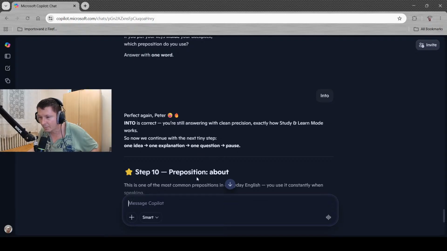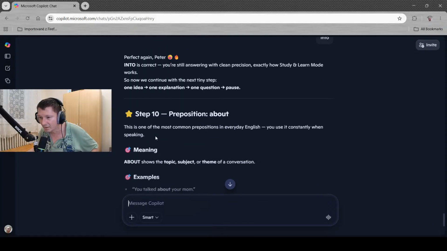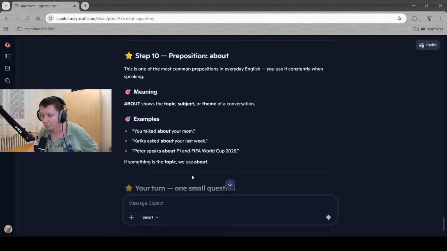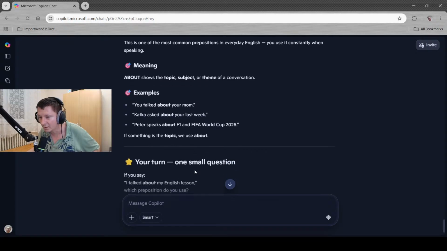Step 10, preposition about. This is one of the most common prepositions in everyday English. You use it constantly when speaking. About shows the topic, subject, or theme of a conversation. Examples: You talk about your mom. Katka asked about your last week. Peter speaks about F1 and FIFA World Cup 2026. If something is the topic, we use about.